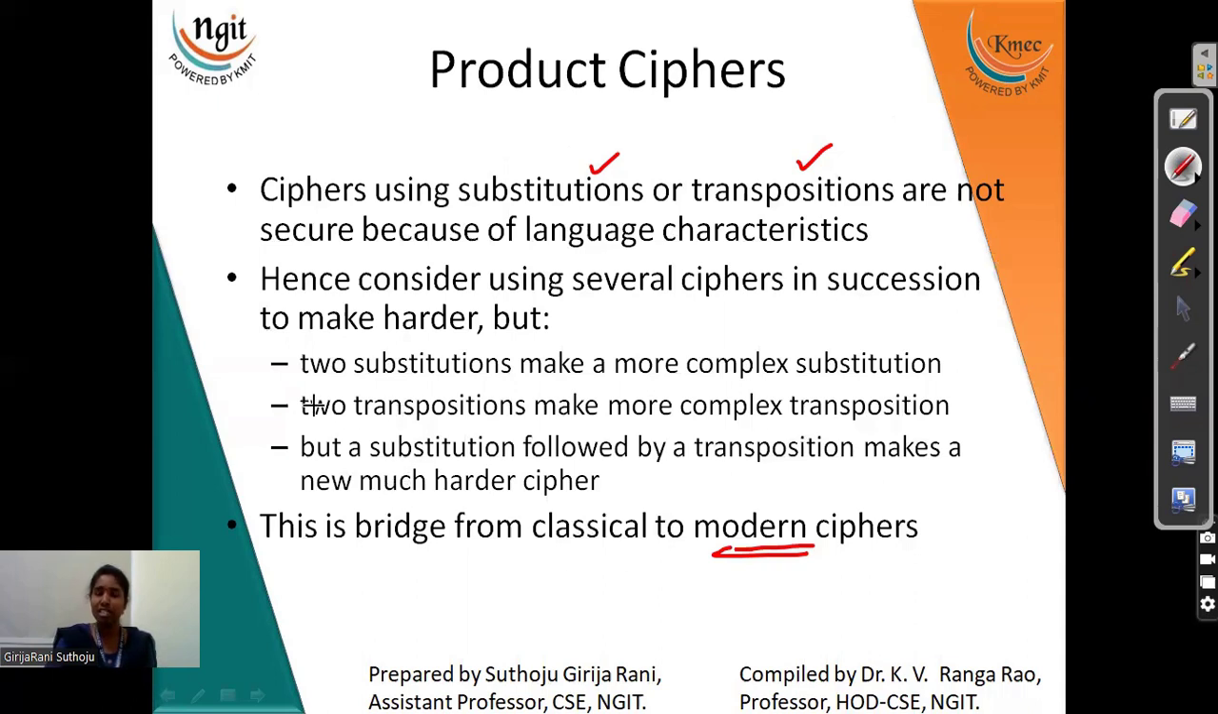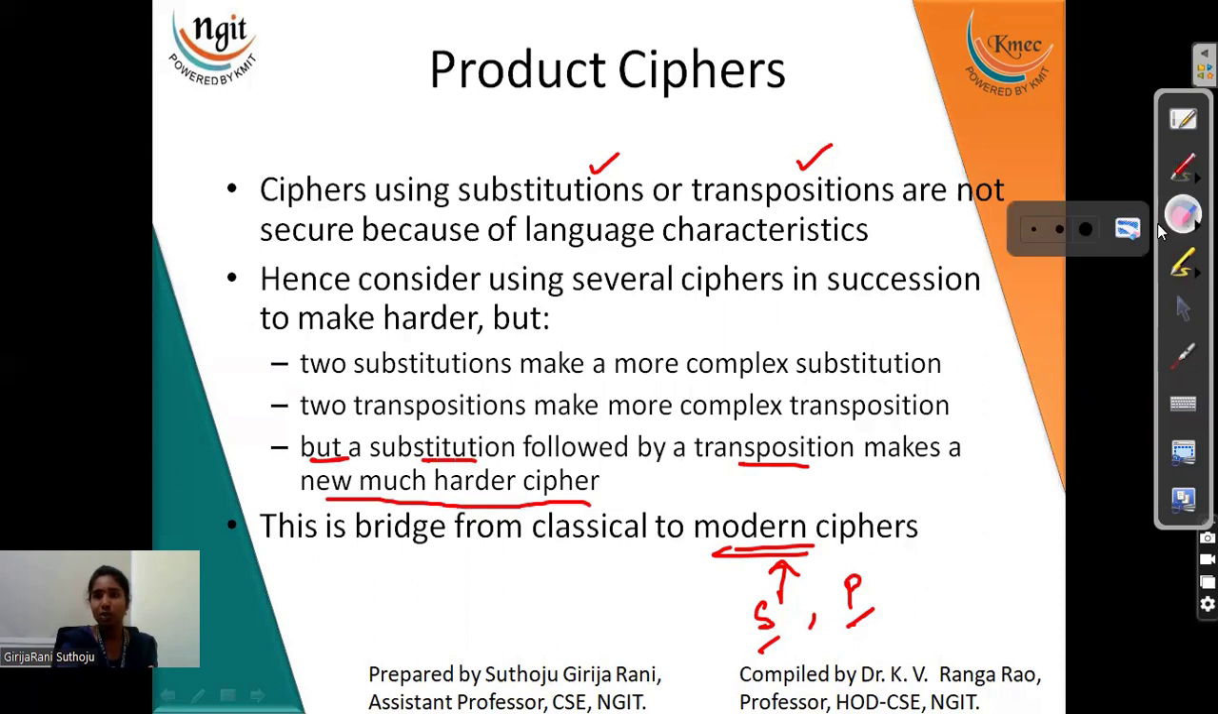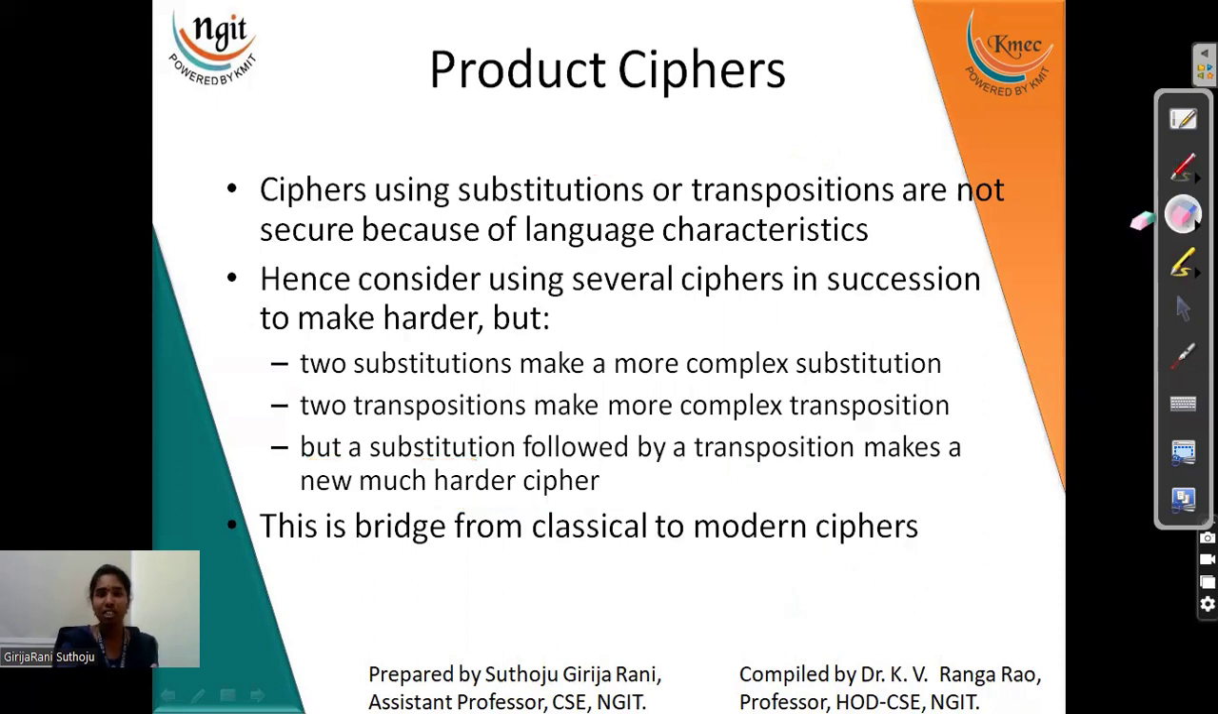So for that reason, the modern ciphers have been built with both substitutions and also transpositions. In transpositions, technically we call them permutations. So S and P are very, very important for the modern ciphers. See, two substitutions make a more complex substitution, two transpositions make a more complex transposition, but substitution followed by transposition makes a much harder cipher. So that is the reason we include both together and form a product cipher. Okay, this is a very, very important 2 marks question from your exam point of view.